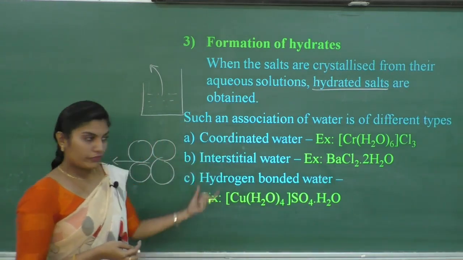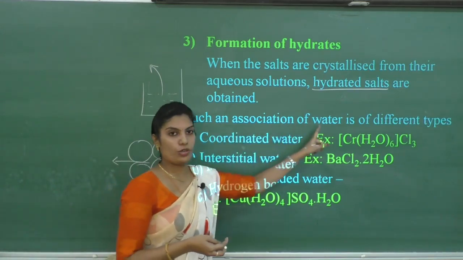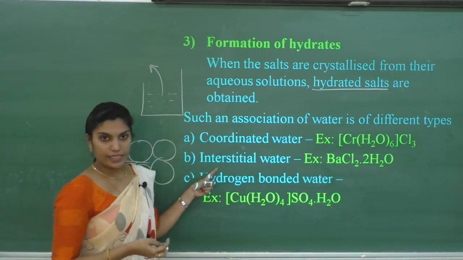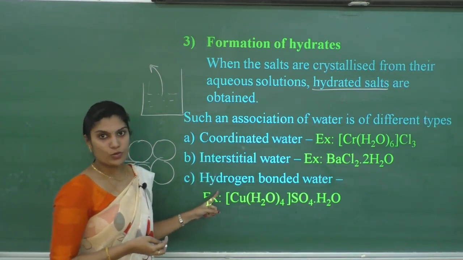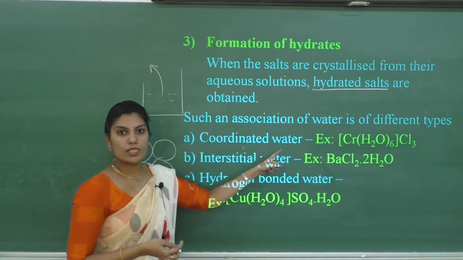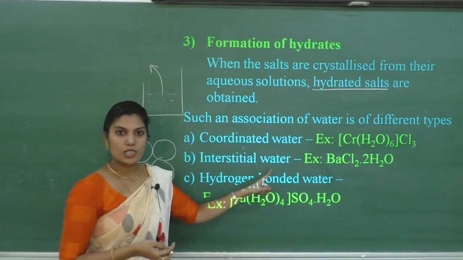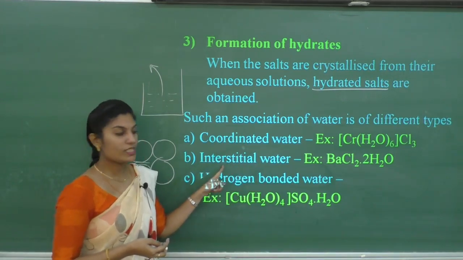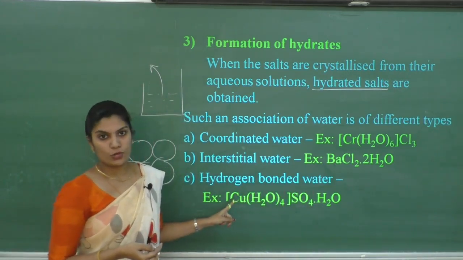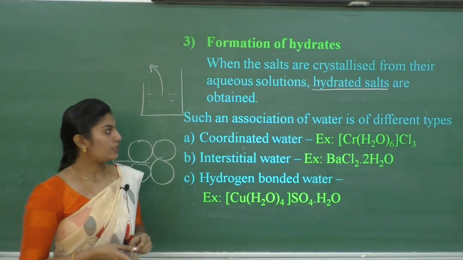Cleared? There are different types of hydrates based on the association of water. They are named coordinated water, interstitial water and hydrogen bonded water. Coordinated water means water is bonded by a coordinate bond. Interstitial water means water is present in interstitial voids. Hydrogen bonded water means water is bonded by a hydrogen bond. This is about the hydrates. Cleared?